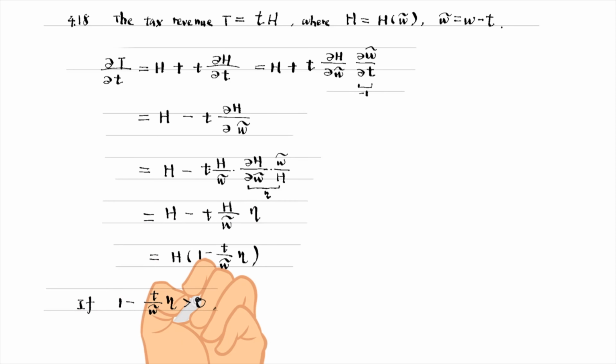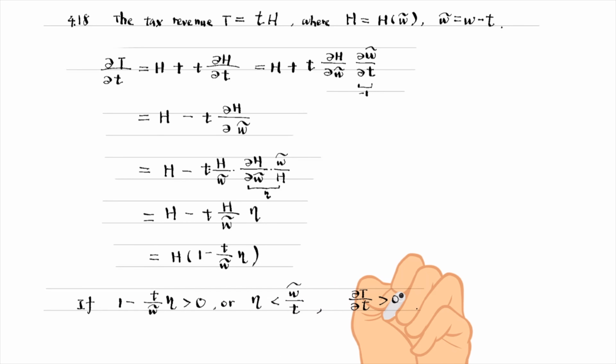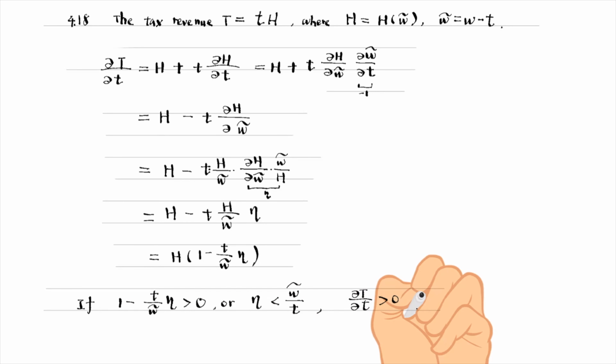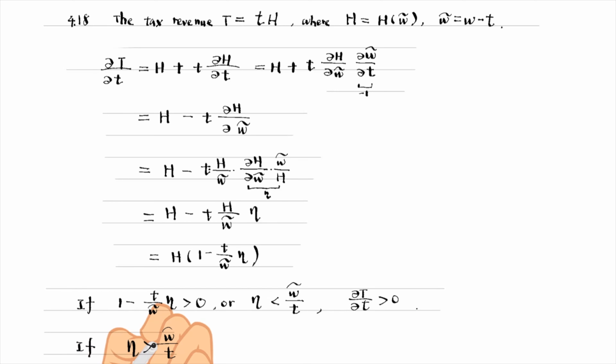Finally, we find that if the elasticity of labor supply is smaller than the wage after tax over the tax rate, the tax revenue decreases as the government lowers the tax rate. If the wage elasticity of the labor supply is greater than that value, the tax revenue increases as the government lowers the tax rate. The tax revenue and the tax rate move in opposite directions.